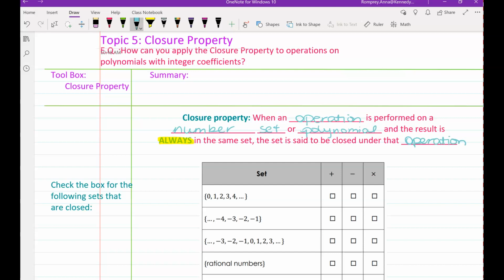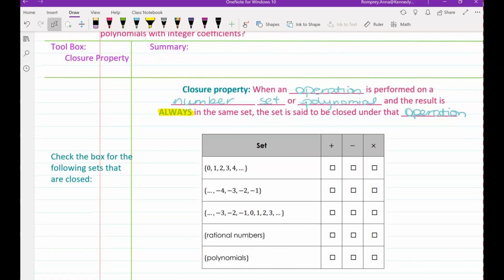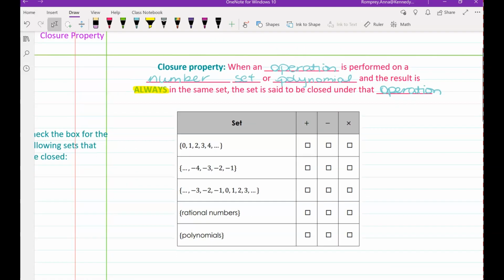Okay, so let's look at some examples. It says check the box for the following sets that are closed. So when we're trying to figure out whether a set is closed under a particular operation, really what we're trying to come up with is a non-example. All we do is have to come up with one time when it doesn't work, and that set is not closed under that operation. So our first set, 0, 1, 2, 3, 4.